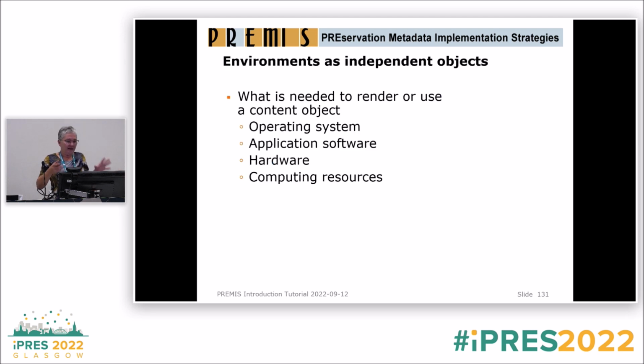So, environments is to register what is needed to render this content object. And that can be operating system, it can be application software needed, it can be the hardware or computing resources. For instance, an old Word file, maybe a certain Windows version and certainly Word, the Word application with that version, etc. And when we talk computer game, it can certainly also be hardware. There are computer games that are on specific consoles, etc.